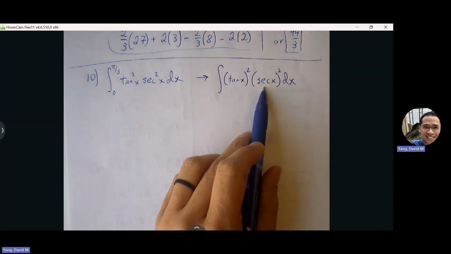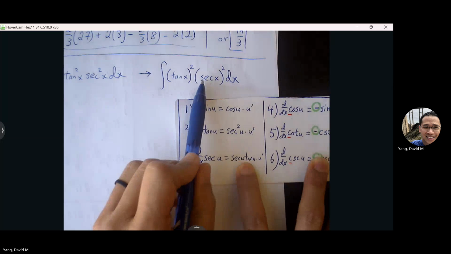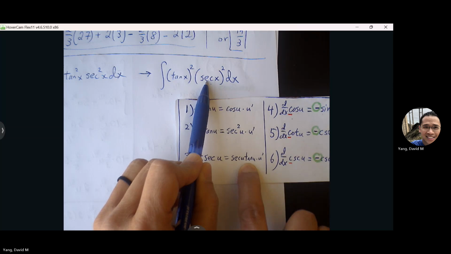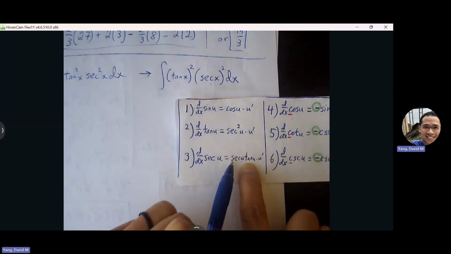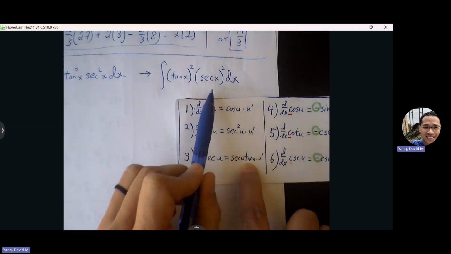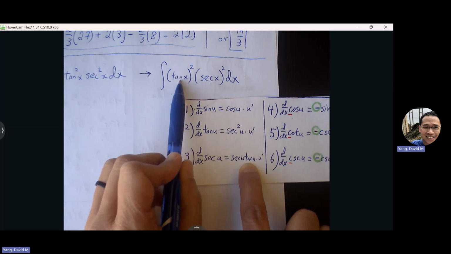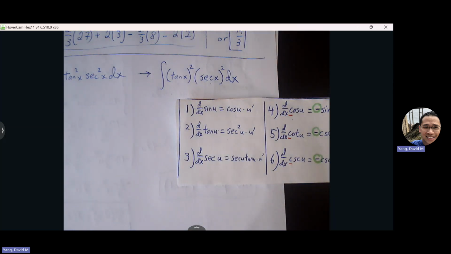If our u value is secant of x, for instance, what's the derivative of secant of x? Secant tangent, right? Do you see a secant tangent elsewhere in the problem? Not perfectly, right? We see a tangent squared. There's a leftover secant here, but it's not going to match up perfectly, right? So our u value being secant may not be a good fit. What if our u value is tangent of x? What's the derivative of tangent of x? And we do see secant squared elsewhere in the problem, so that should be a better fit.